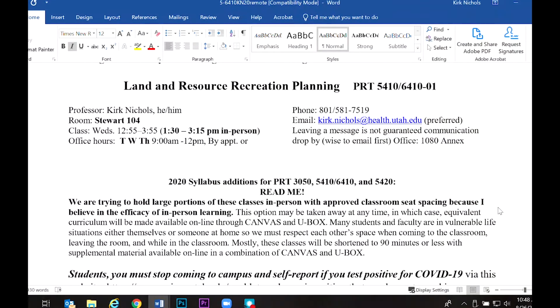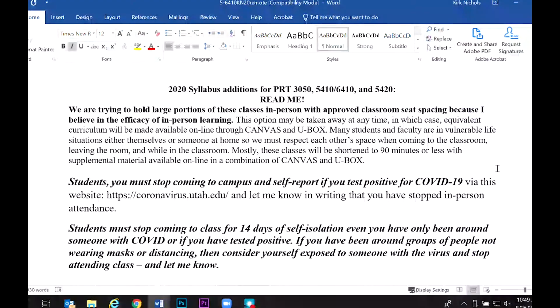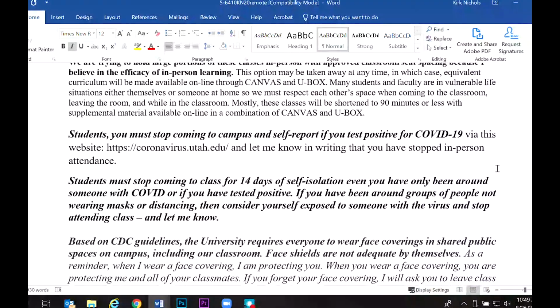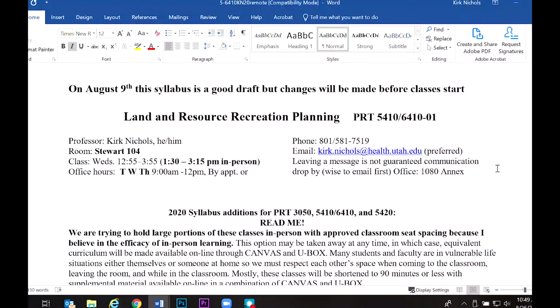So first I'm going to run through the syllabus with you. This is the syllabus that I put up on August 9th. Right up here at the top, my name's Kirk. You can use that name. If we hold class, it'll be in the Stewart 104. It's a very large auditorium set for roughly 100 people, and we have maybe a dozen in this class. So there's quite a bit of room to spread out.